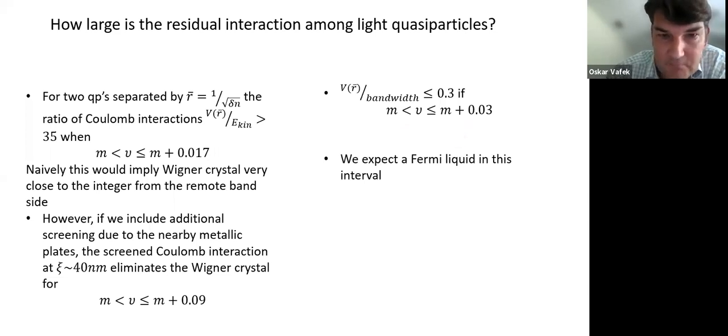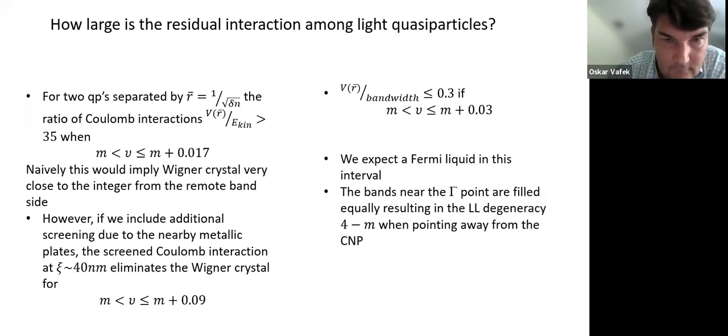So in this region, we expect a Fermi liquid in this interval. And in this region, the bands near the gamma point are filled equally, resulting in the Landau level degeneracy 4 minus m, where m is an integer, and again pointing away from the charge neutrality point.